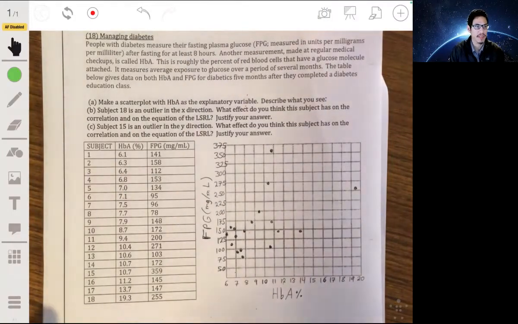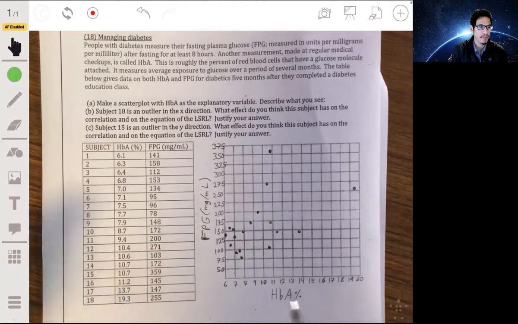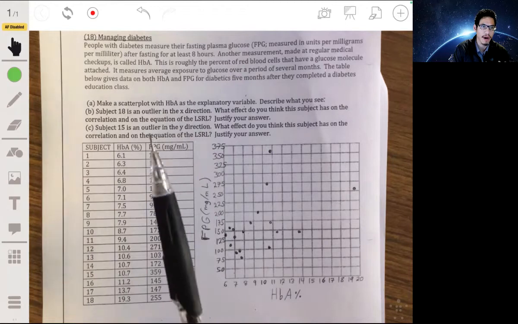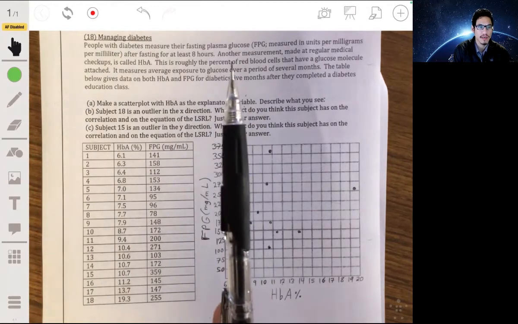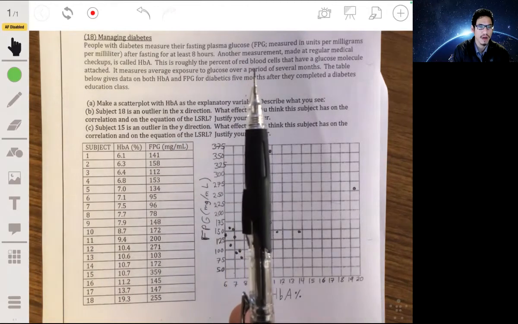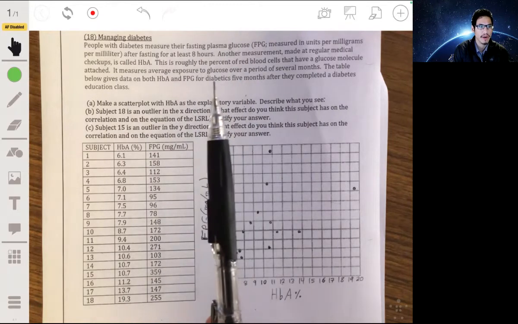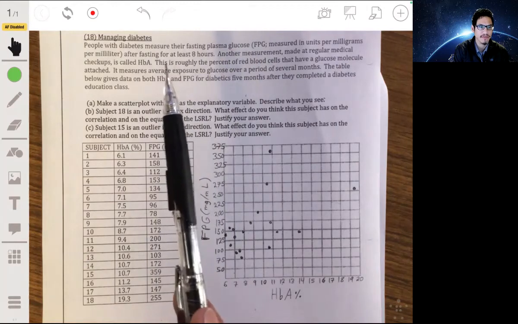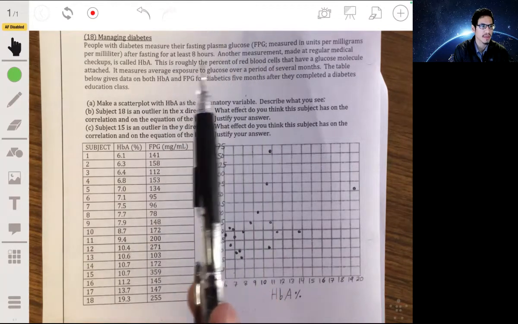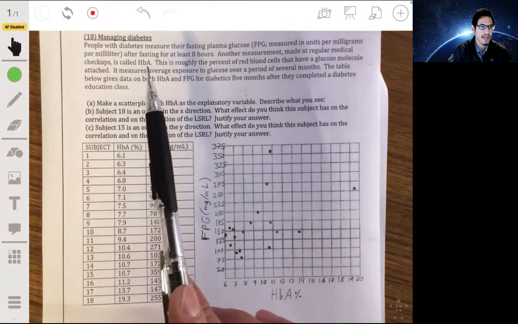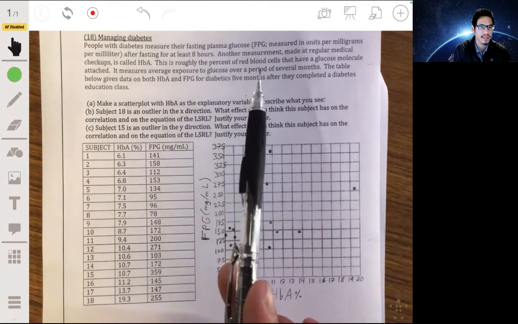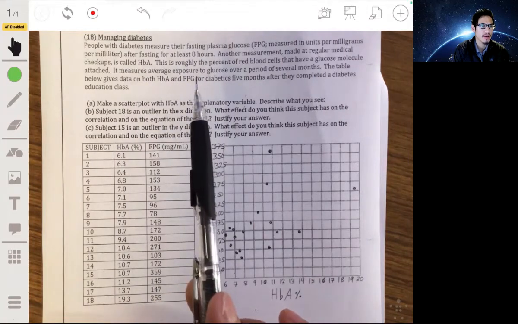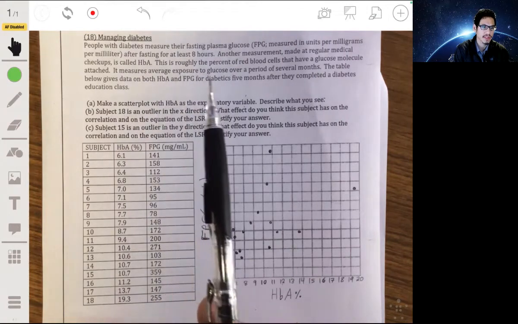Okay, so here we have some data that shows these patients with diabetes, and they have to measure what's called their plasma glucose level. I'm not an expert on this stuff, but looks like they have to measure it every 8 hours after fasting, and then they take another measurement at their checkups called HbA. This is basically the percent of red blood cells that have a glucose molecule attached. And they do this over several months.